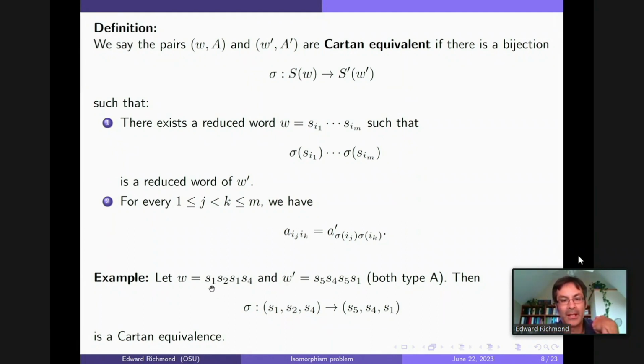So basically, in spirit, what I have here is this longest word of A2, and then I have this commuting generator attached on the end, and in spirit, I have the same thing on this side. So this is a Cartan equivalence. You have to prove that it's an equivalence relation. It's not trivial, but it's not super difficult either.